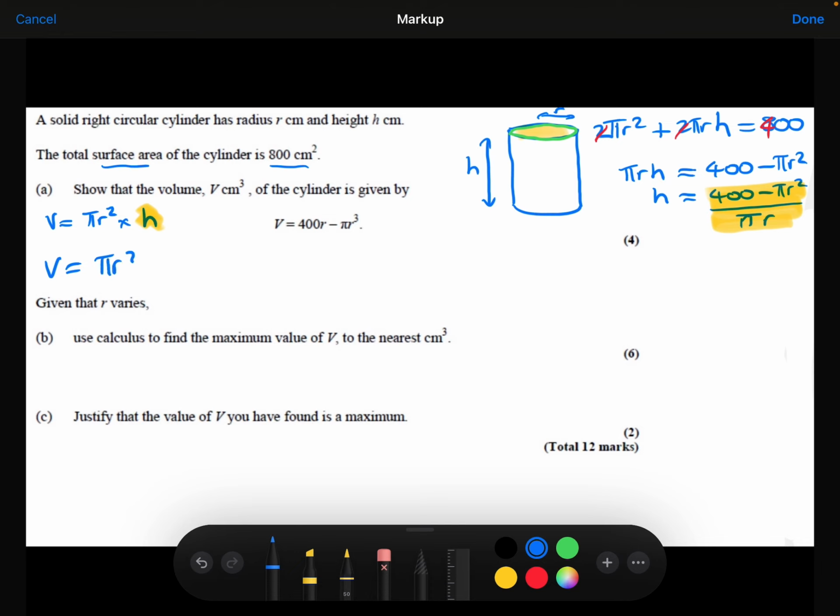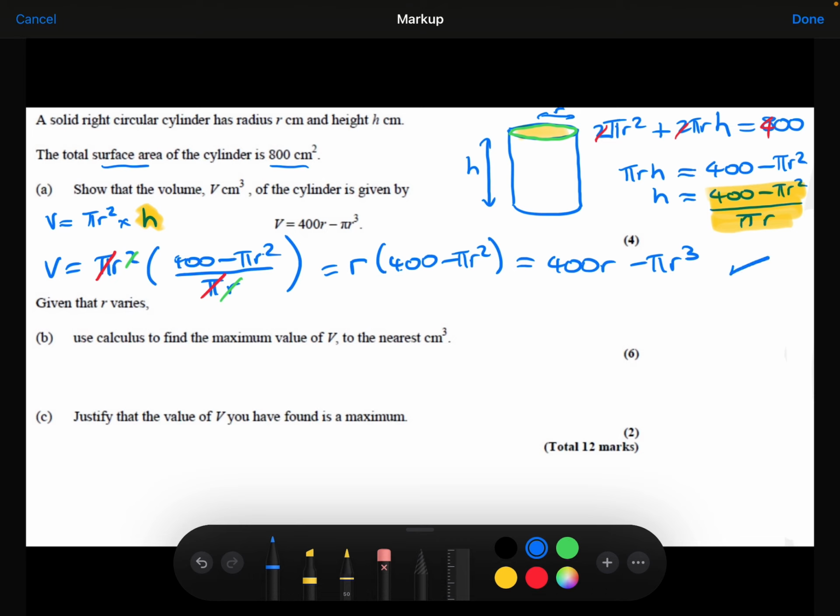So we'll get pi r squared multiplied by the 400 minus pi r squared over pi r. I can see that when I times through by pi and then divide by pi, they are going to cancel out. And similarly, when I times by the r squared and then divide by the r, they cancel out. So all I need to do is r times 400 minus pi r squared, which gives 400r minus pi r cubed. And that's what we needed to show.